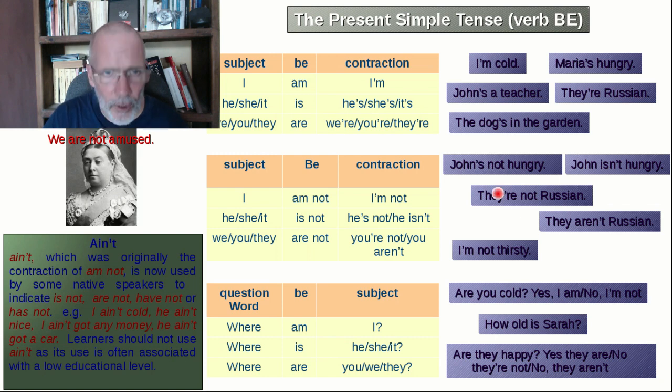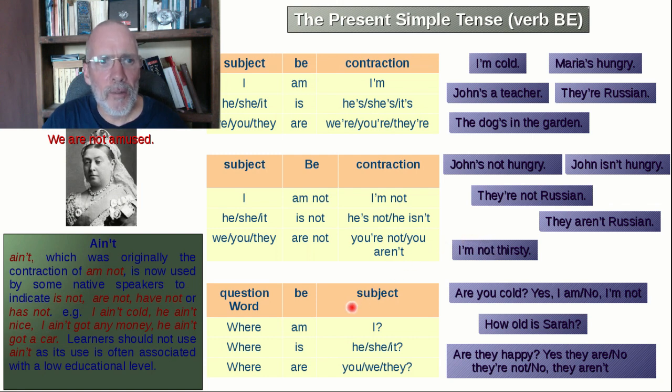So before we continue, we have some more examples here of the present simple tense with the verb be. John's not hungry, or John isn't hungry. It's the same. Here we're contracting John with the verb be, and here we're contracting the verb be with not. They're not Russian. They aren't Russian. It's the same. And finally, I'm not thirsty.